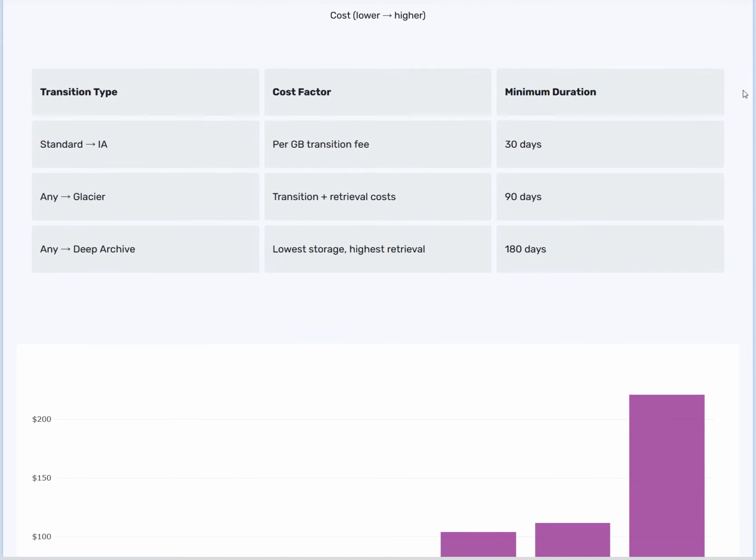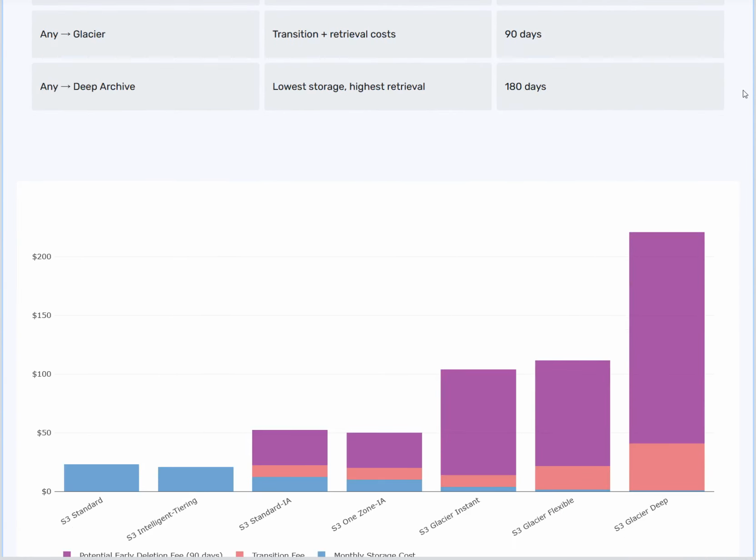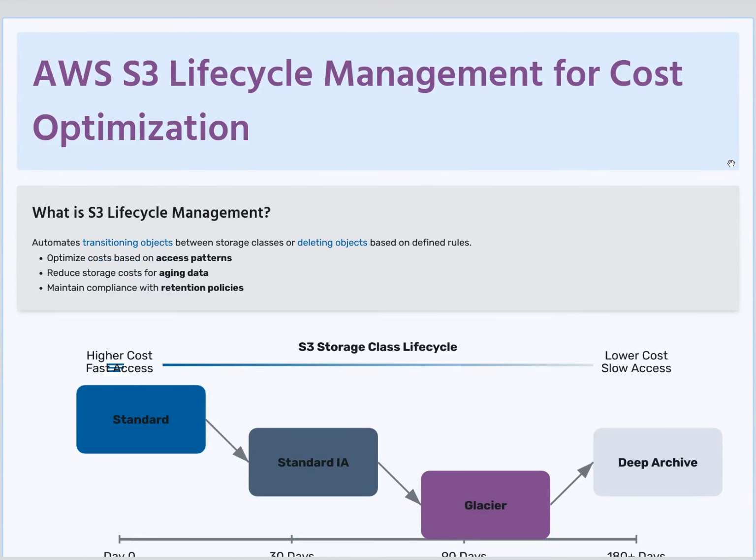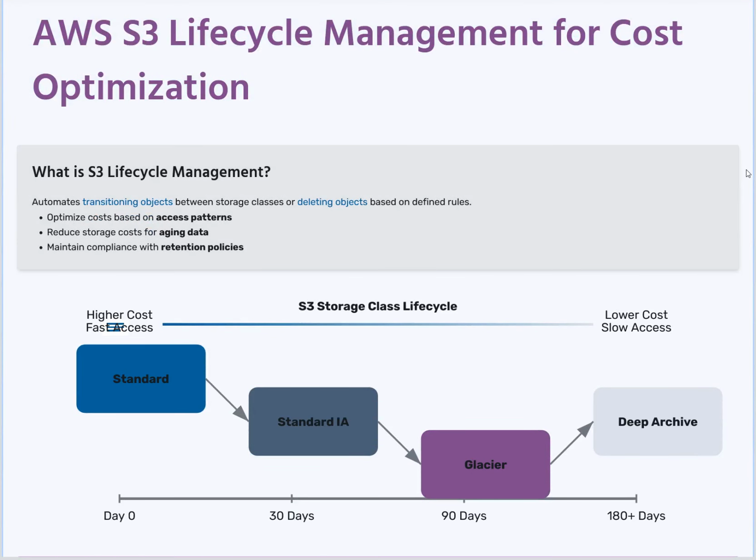If it's not the minimum days, you're going to get an early deletion fee as well, right? Okay.